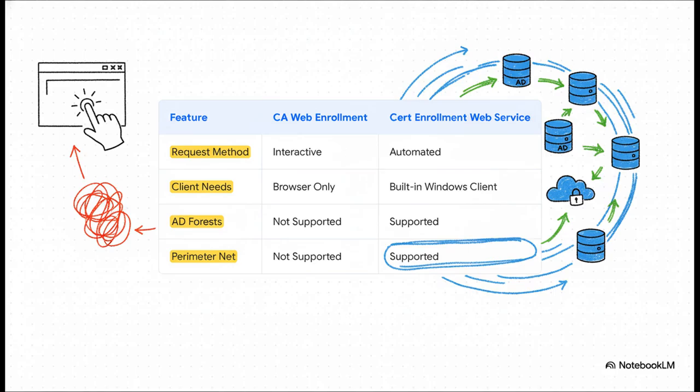Okay, let's break this down even more with this table. On the web enrollment side, you need literally nothing but a browser. That's it. Now contrast that with the web service, which plugs right into the built-in client in Windows for things like auto-enrollment. And check out these last two rows, because this is a big deal. The web service is way more powerful. It can handle PKI across different Active Directory forests and even let devices out on the internet enroll for certificates. The old-school web enrollment pages? Nope, can't do any of that.